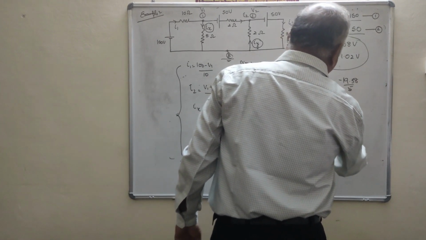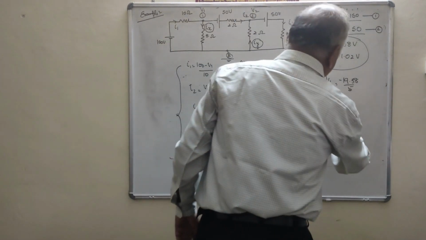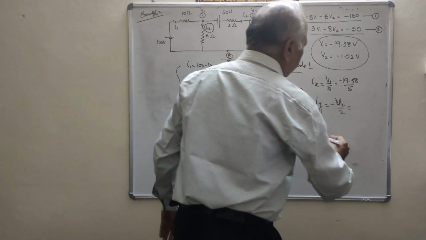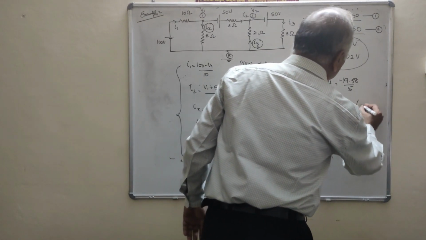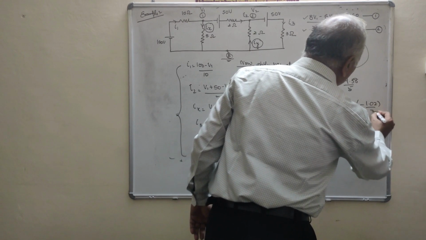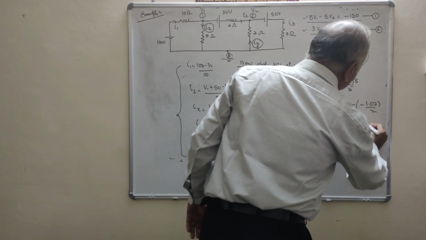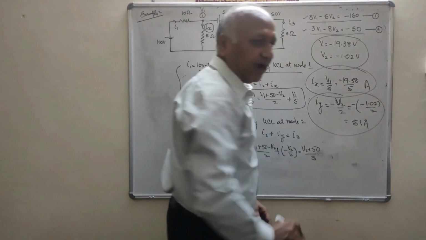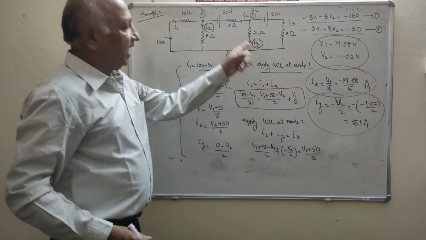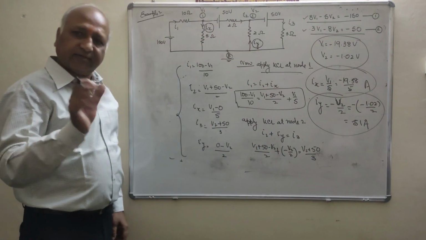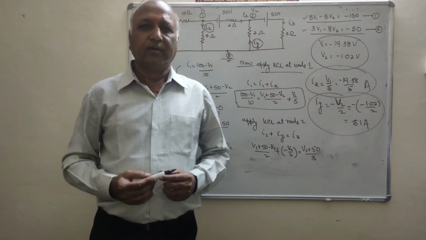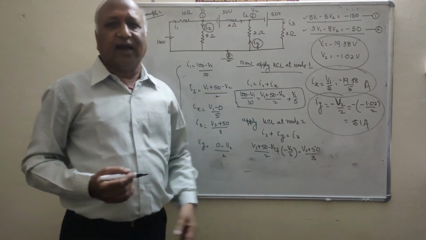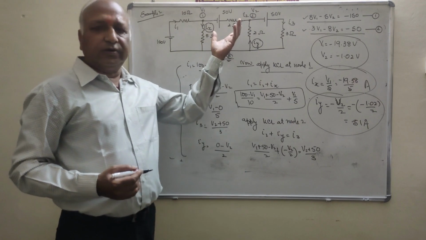And what is the Iy? That is equal to minus V2 upon 2. And what is the value of V2? That is minus 1.02 upon 2, which is equal to 0.51 ampere. Now you will see we are calculating the value of Ix and Iy with the help of nodal analysis.